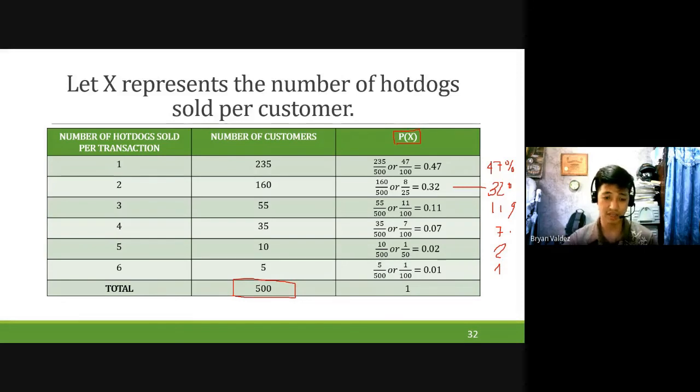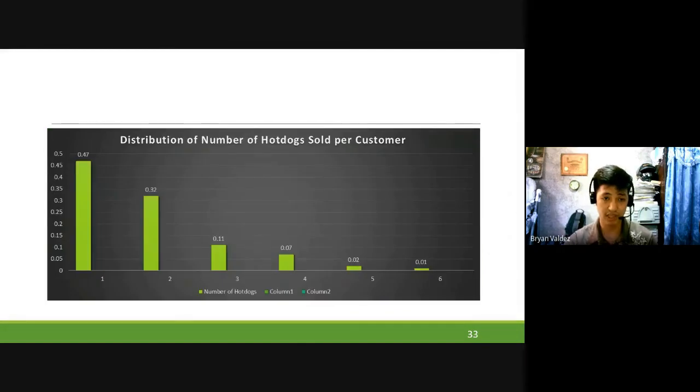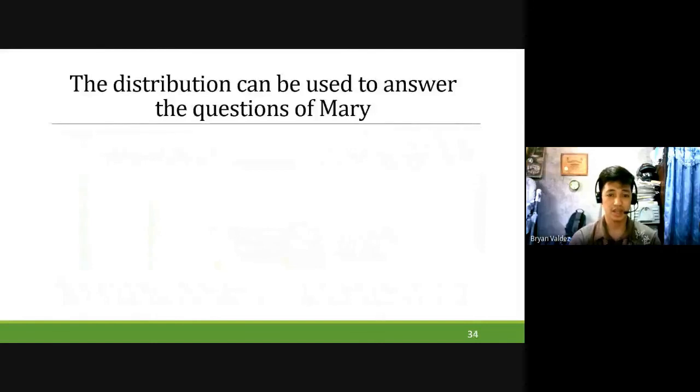Now, since we already identified the probabilities, we can use a graph to represent that. So, sa ating x-axis, itong sa baba, is the number of hot dogs, and then on our y-axis is yung chance or probability ng pagbili ng customer sa number of hot dogs. So, the distribution can be used to answer the questions of Mary.